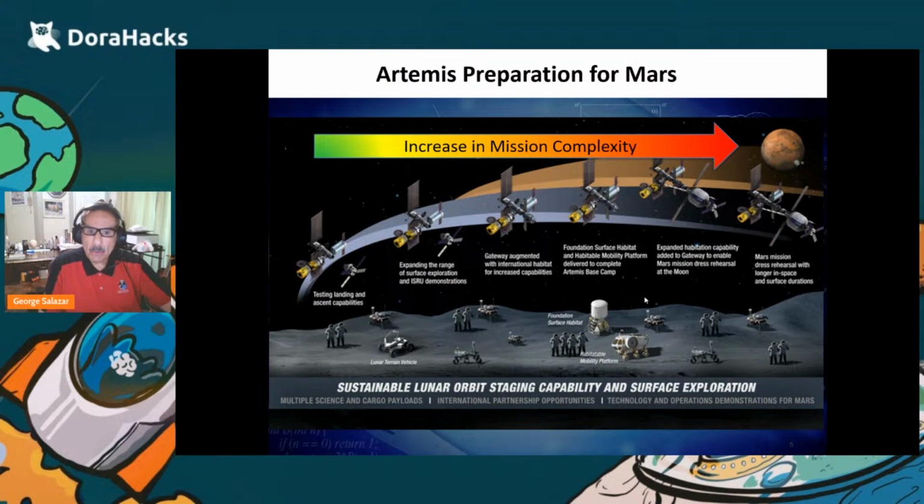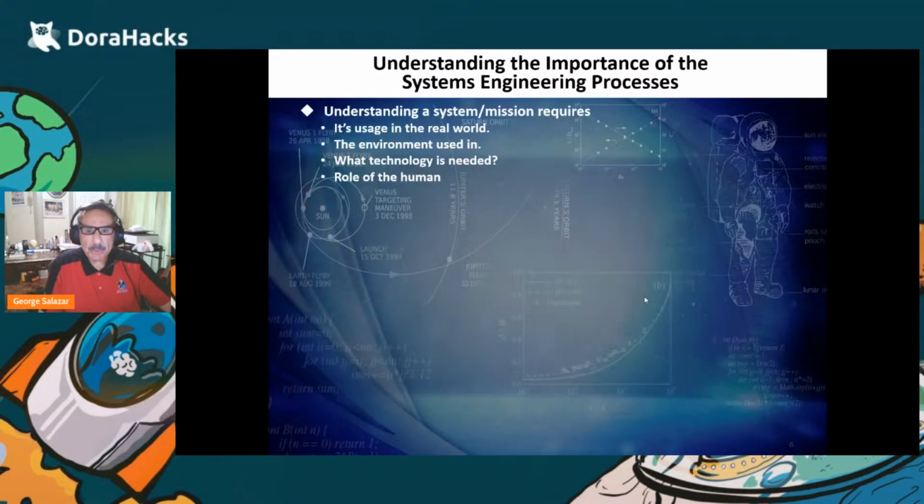And right now we have a whole bunch of international partners, including the European Space Agency. We even have Africa, let's see, Scotland, we have Australia. I mean, just a whole slew of people that are going to be working to help us achieve the goal of preparation for Mars.